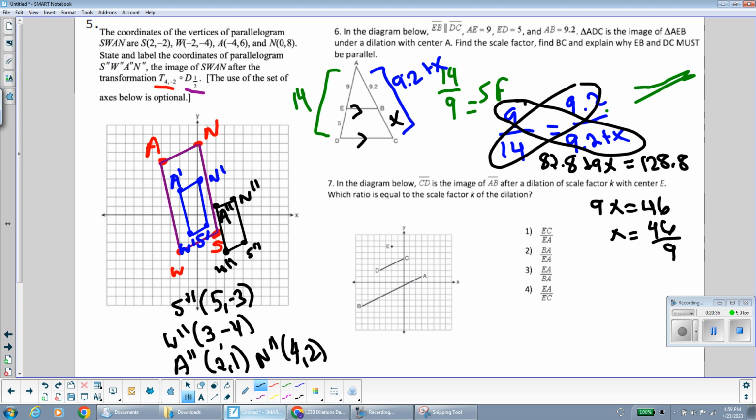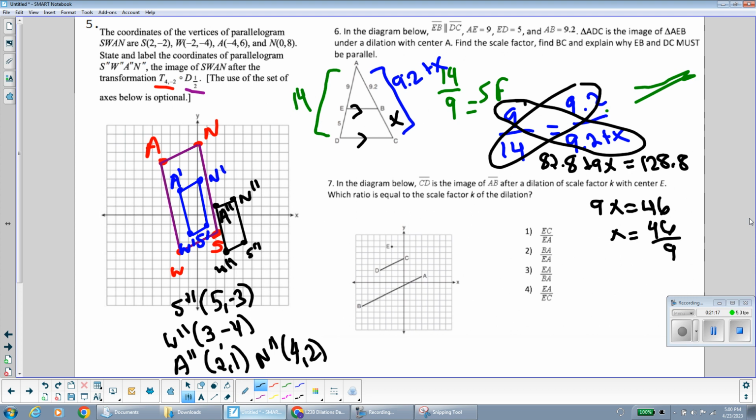Okay. And then it says explain why EB and DC must be parallel. Well, it gave us that they're parallel, but also we have similar triangles here, so they have to be parallel to each other as well. But it told us in the question that they had to be parallel to each other. And also they have to be parallel because dilations preserve parallelism. So the pre-image and the image, the corresponding sides will be parallel. So EB and DC, DC is the image of EB after the dilation, so they should be parallel to each other. You can take a second, pause the video, and take a look at the next question, and then I'll give you the answer.